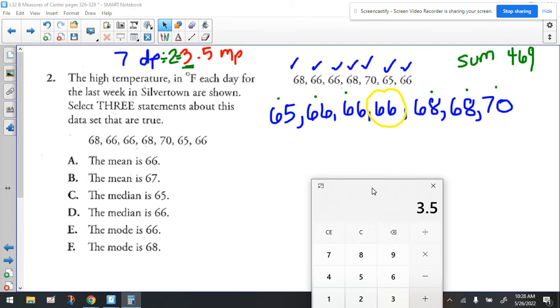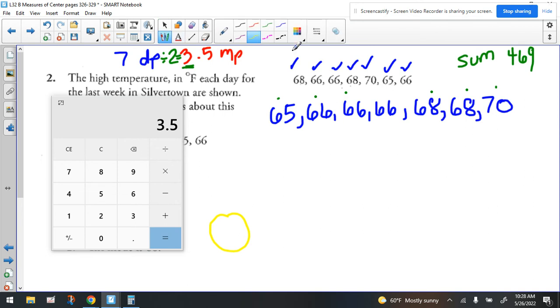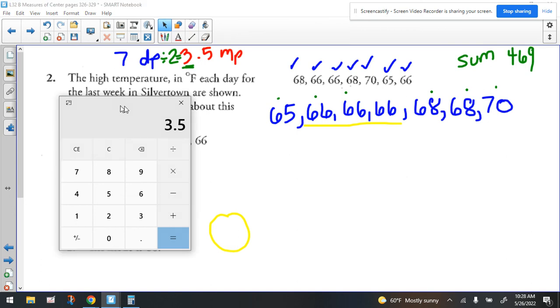All right, so lastly, we need to find the mode. Now, the reason why it's helpful to put them in order from least to greatest is because we can see the frequency of things a little bit easier that way. It looks like 65 only occurs once, where 66 has a frequency of 3, 68 has a frequency of 2, and 70 has a frequency of 1. So the number that occurs most often in this data set is the 66, and therefore would be the mode.